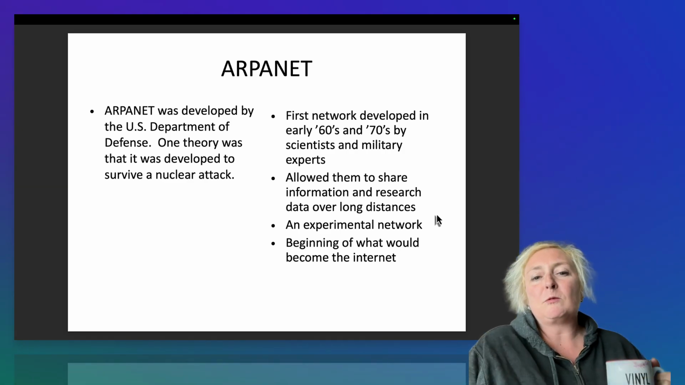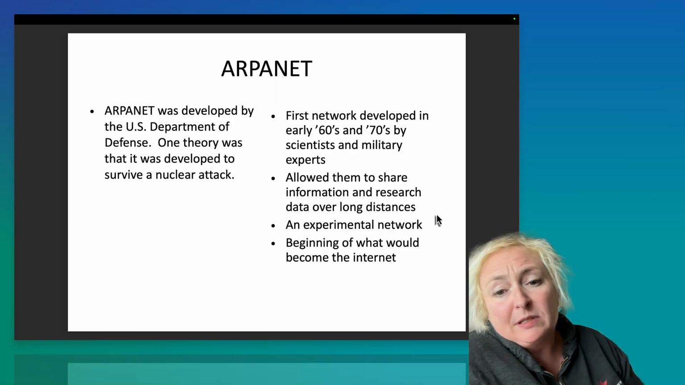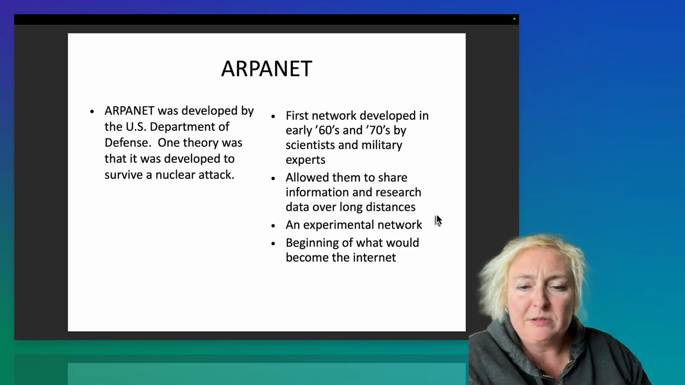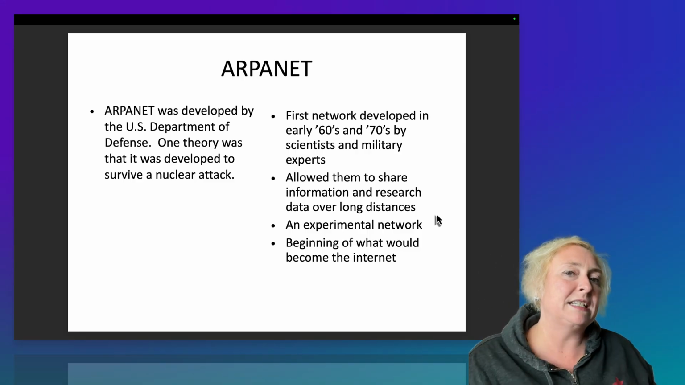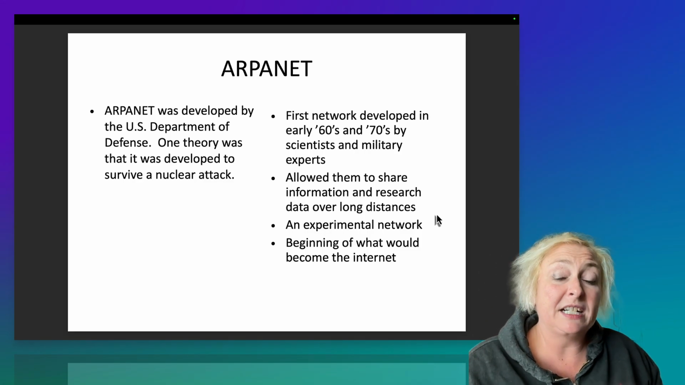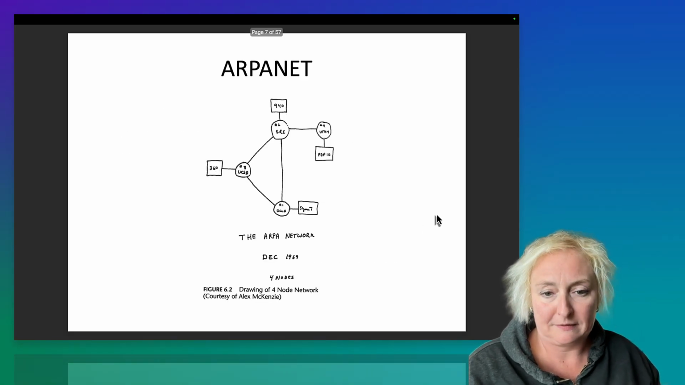But the first network was developed in the early 60s, and by the 70s, the scientists and military experts kind of jumped on to it. It allowed them to share information and research over long distances. It was an experimental network, and it was the beginning of what would become the internet.